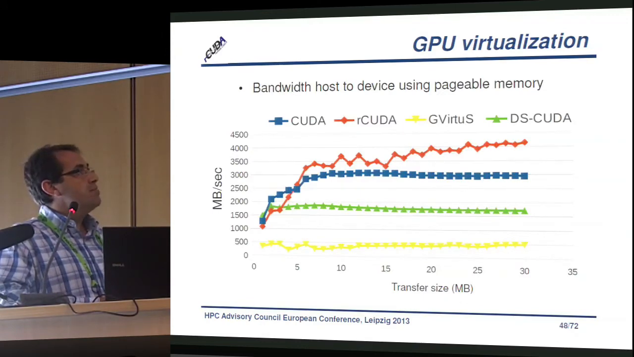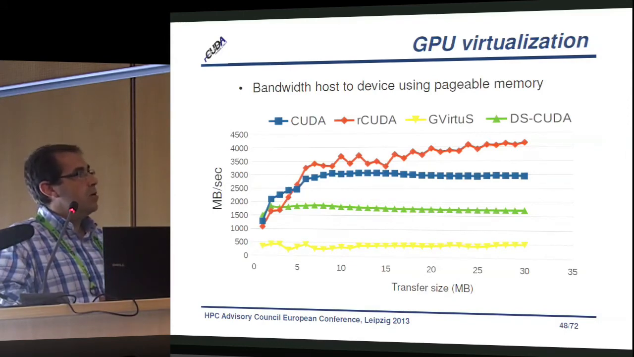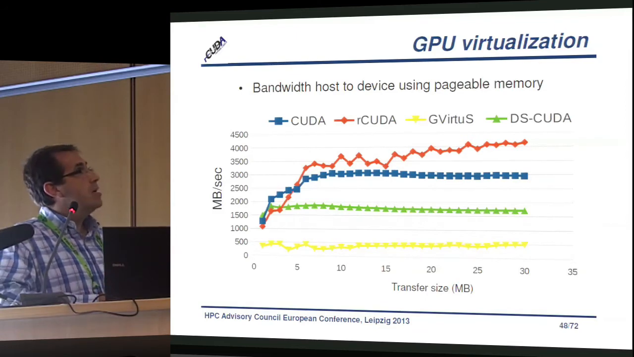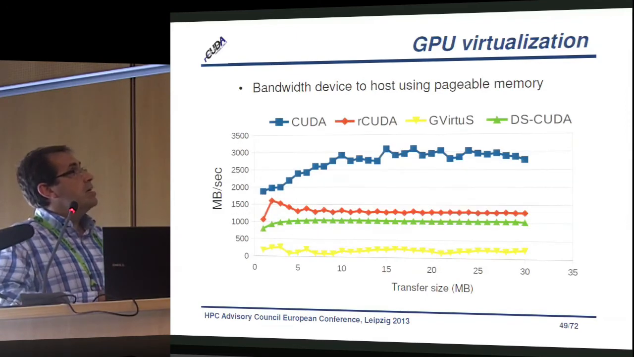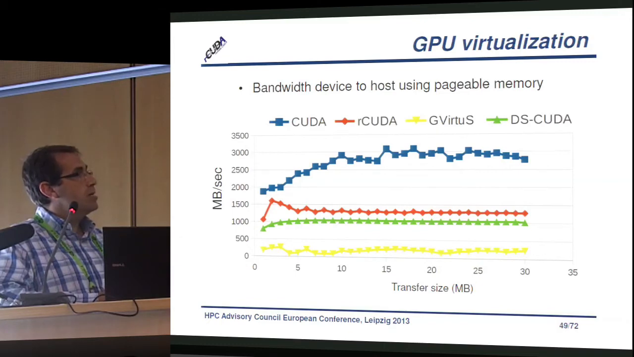In bandwidth, if we test the bandwidth for pageable memory, we can test SCUDA in this case. We can see that our solution is the best one. This is the same result that I have shown previously. Instead, we are going faster than, going better than the local CUDA copies. In device to host using pageable memory, we obtain better results than rCUDA and Virtus.